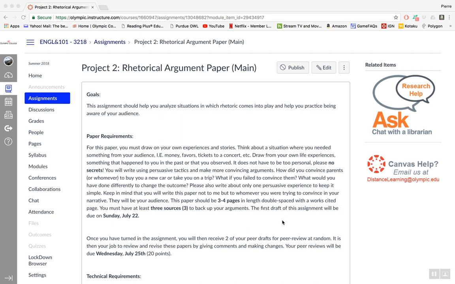You're not going to write and say, oh, I wanted to get a dog, I didn't get a dog, this is what I should have done. No. What you're going to do instead is write a letter to your parents asking for a dog right now as if you were 10 again.